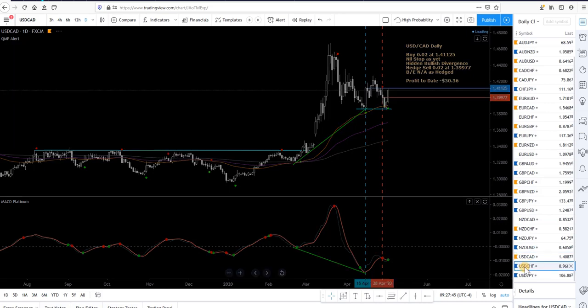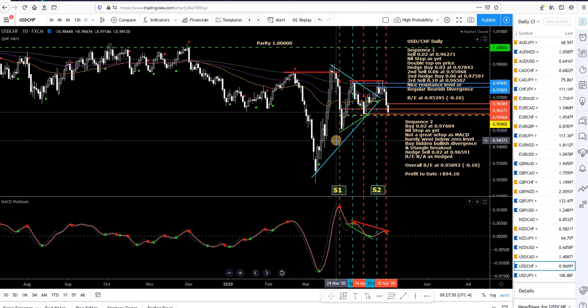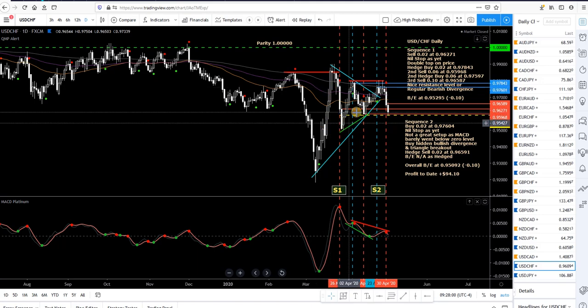USD Swiss franc. A few trades here, sequence 1, sequence 2. Parity, there's a green line up there, 1.000, so that's a big number in this pair. Coronavirus has been tough to trade.